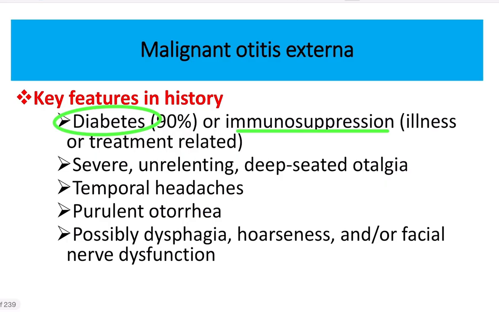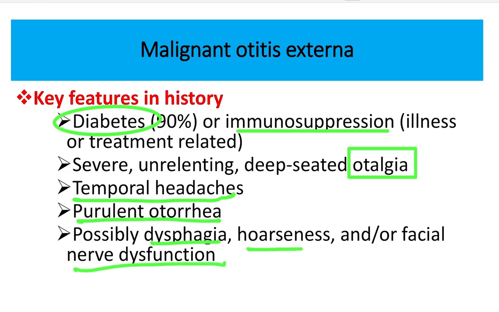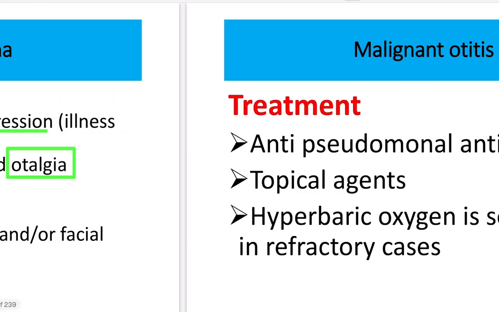Severe unrelenting deep-seated otalgia develops in this condition. That means pain in the ear. Temporal headache sometimes develops, and purulent otorrhea also develops, and possibly dysphagia, hoarseness, and facial nerve dysfunction. But these are late features. Mainly the features of the external ear such as pain and otorrhea are present, but in an advanced stage, dysphagia, hoarseness, and facial nerve paralysis may develop.